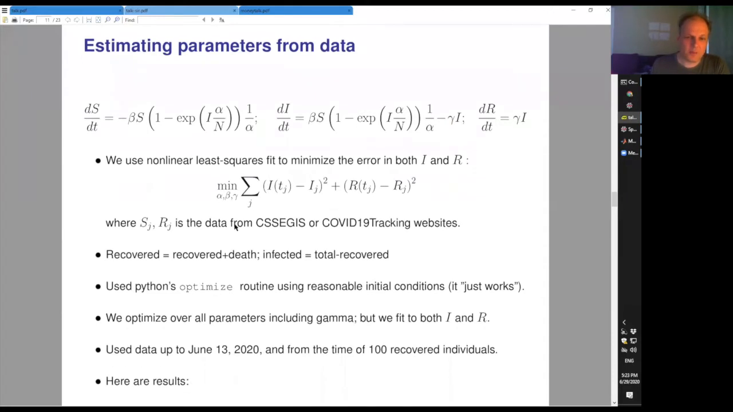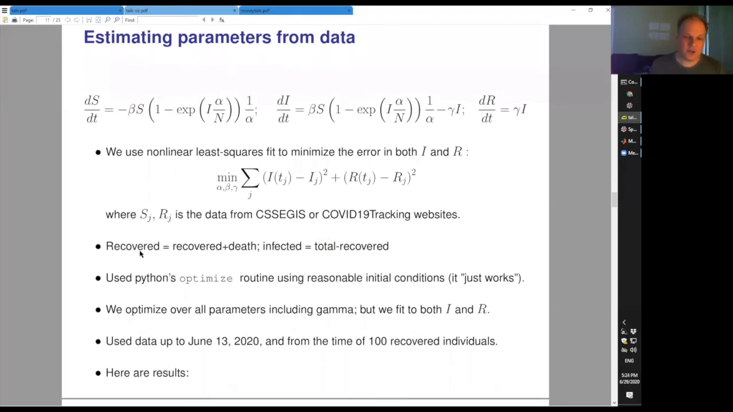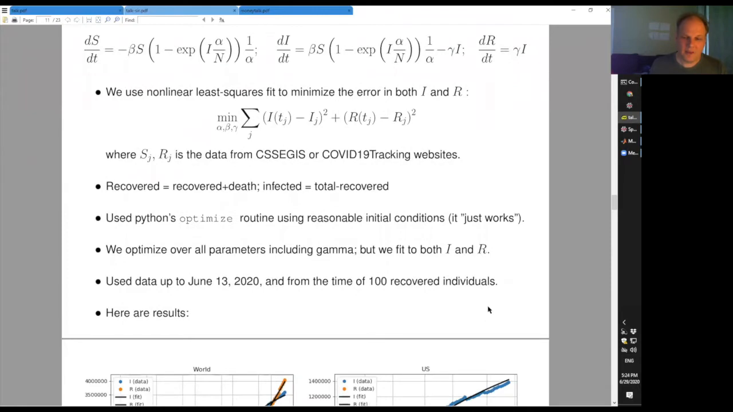The only thing to mention is that the recovered here is recovered plus the dead, as given in the data sets that I've used. And infected is the total number infected minus those that are recovered, that is, those that are currently infected. Okay, so I just use the Python optimize routine, and it just works. And so here is the result.